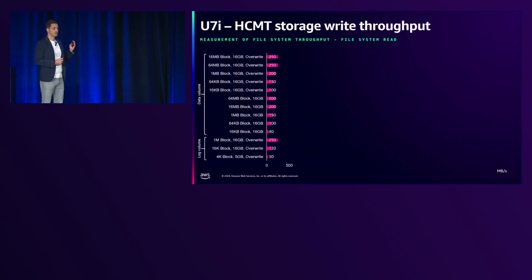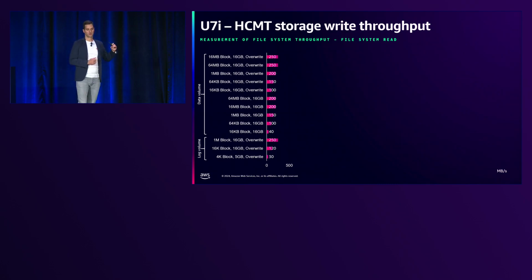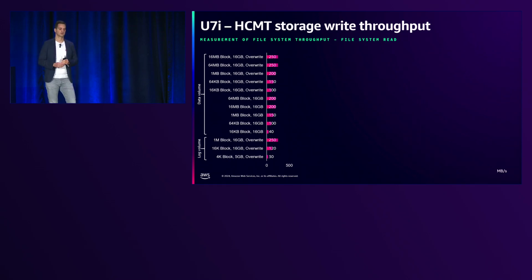Let's have a look at the write performance as well. So again, you see data and log volumes with the different block sizes, and the measurement is in megabytes per second. And on the top, we are writing a 16 megabyte block in an overwrite fashion into the storage. The write performance measurement here is separated between initial write and overwrite, because sometimes you are simply writing on top of an existing block.